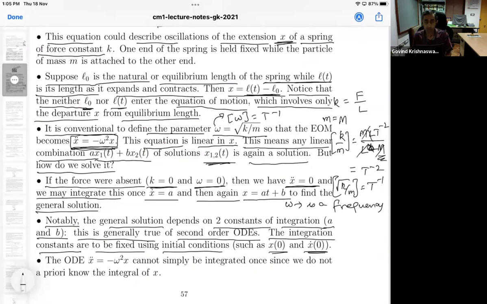Okay, now let us proceed to our equation for the simple harmonic oscillator, namely x double dot is equal to minus omega squared x. Sadly, we cannot simply integrate this once because x appears here. I mean, you can integrate x double dot and get x dot, but you cannot simply integrate x. We don't know what function x is, so since we do not a priori know the integral of x, we cannot simply integrate this. Okay, so we need to be a little cleverer about it.